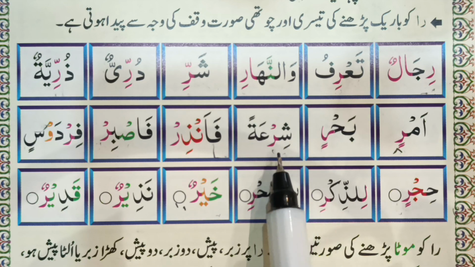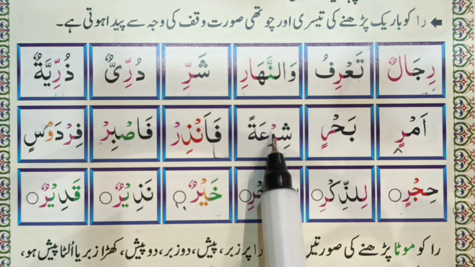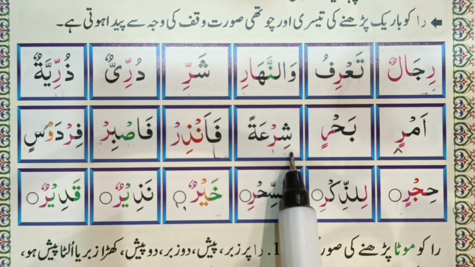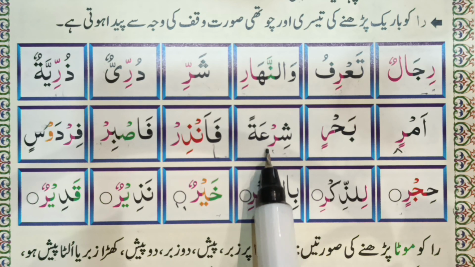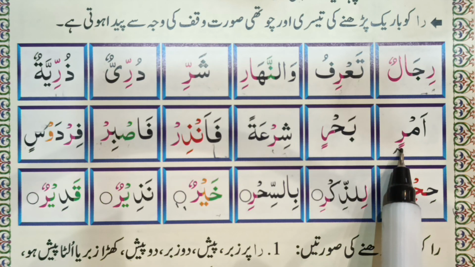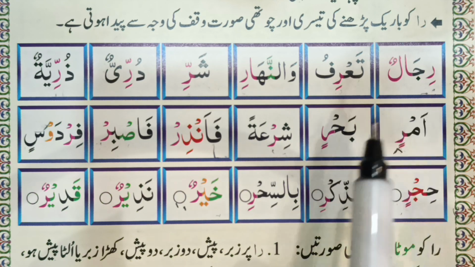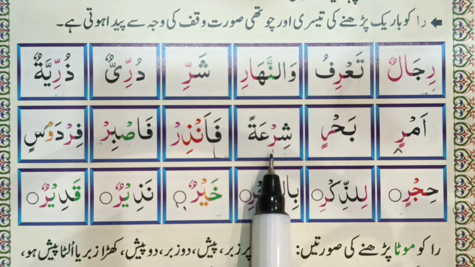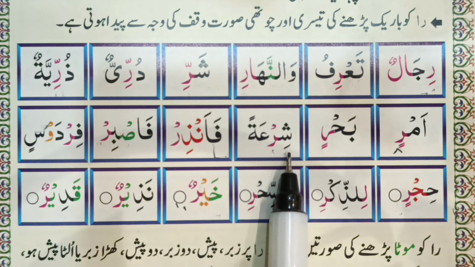Okay. So the second rule is when you see raa has jazm on top and the previous letter has zir, so you will pronounce raa as a thin sound. Firstly, we recited raa with two zirs or just zir under it. Now we'll see that if raa has jazm on top and the previous letter has zir, then you will make a thin sound.